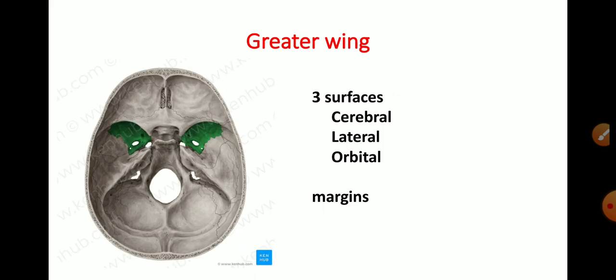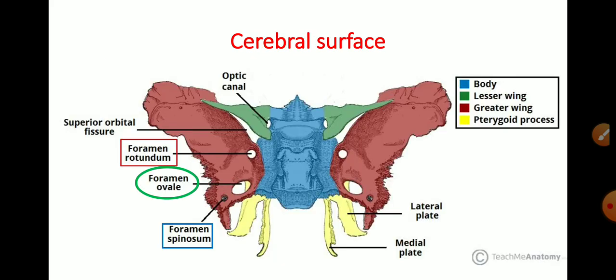So now let's see the greater wing. The greater wing of sphenoid has got three surfaces: cerebral, lateral and the orbital surface, and it has got margins. First, about the cerebral surface.